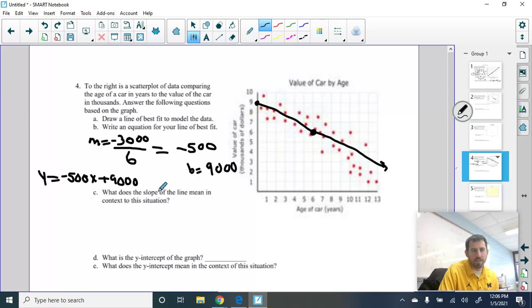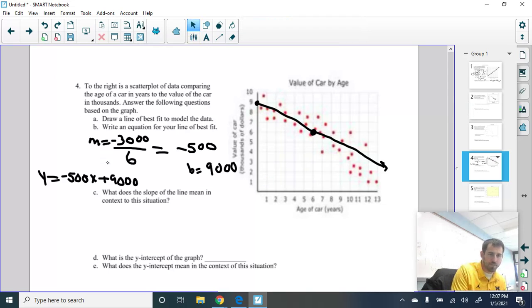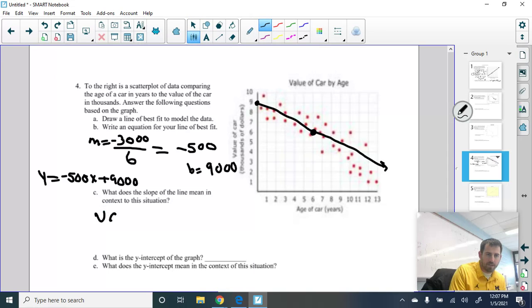What does the slope of the line mean in the context of the situation? So it's going down. That means you need to describe it in terms of it going down. Don't just say $500 per year. You need to say it's decreasing. You always need to say when it's decreasing, because then it separates the difference between saying you earned $500 each year and the price is going down. So we would say the price or the value, let's say value decreases.